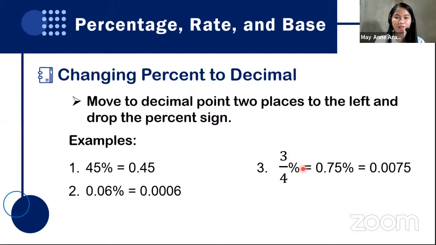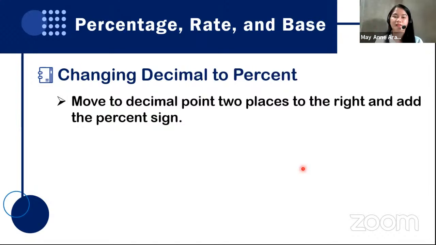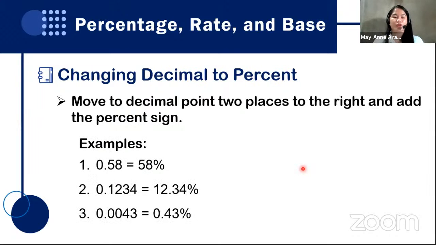Okay. Now we have the changing decimal to percent. So opposite. So if percent to decimal, left, drop. And for this naman, we move 2 places to the right, then add the percent sign. Examples. For 0.58, we just move the decimal point, 2 places to the right pala. So we have 1, 2, so 58%. And for 0.1234, so you have 1, 2, 12.34%. And for last, we have 0.0043. So you have 1, 2, so 0.43%. So that is how you change decimal to percent.